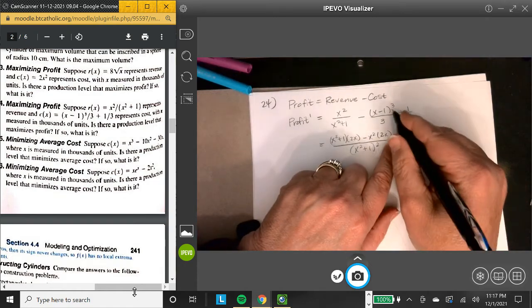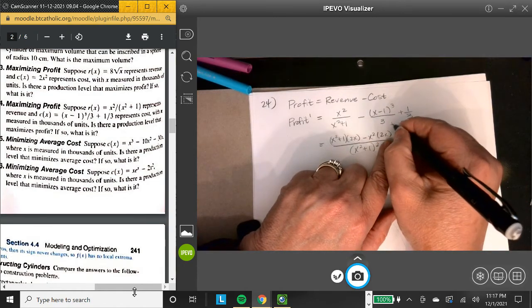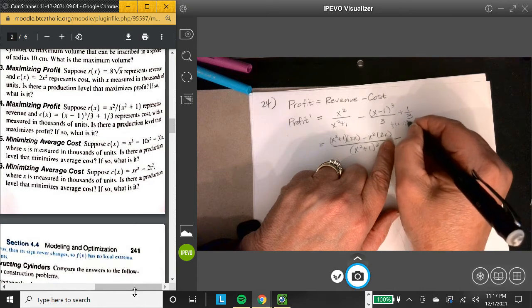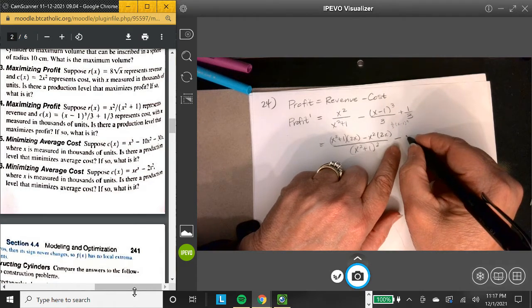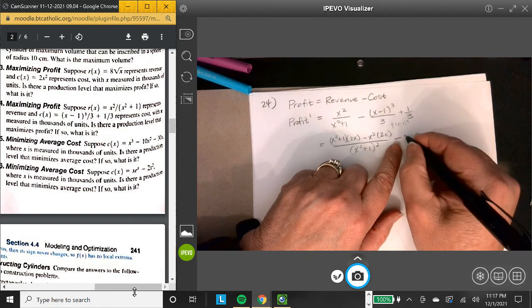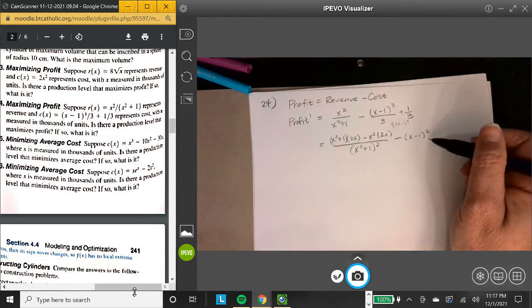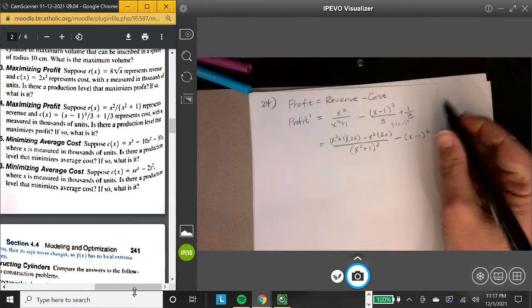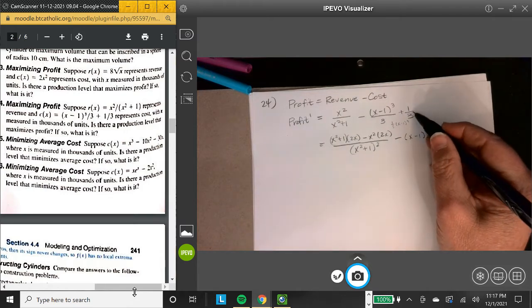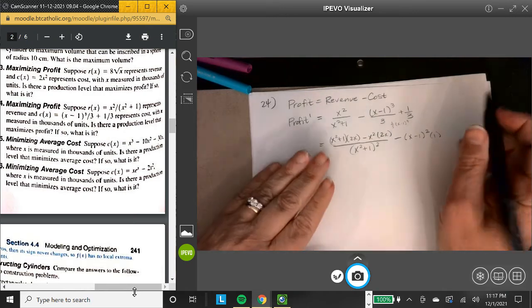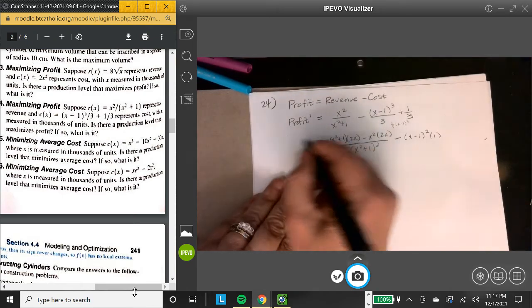Minus, and this is 1/3 really, because I could rewrite this as 1/3 x minus 1 to the third, right? So power down, which would be 1/3 times 3, which is the same, x minus 1 quantity squared, times the derivative of the inside, which is 1, right? Plus the derivative of 1/3, which is 0. Okay.